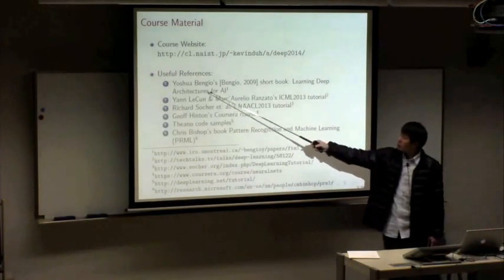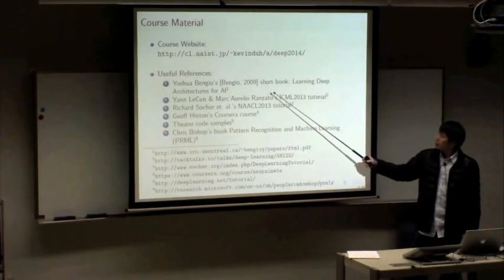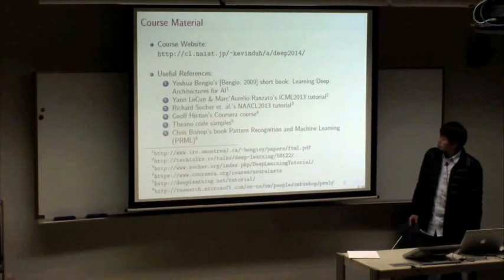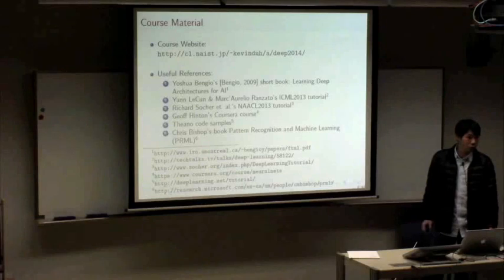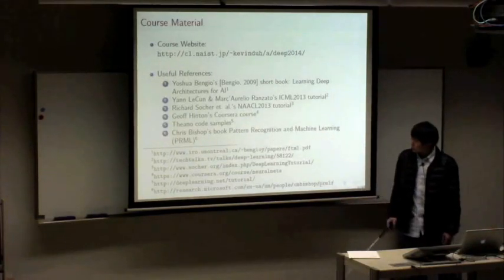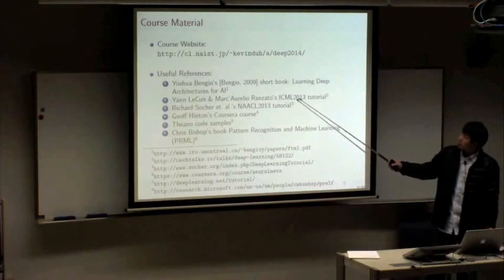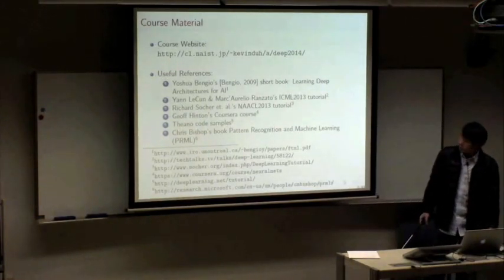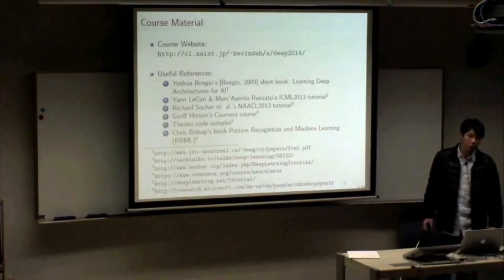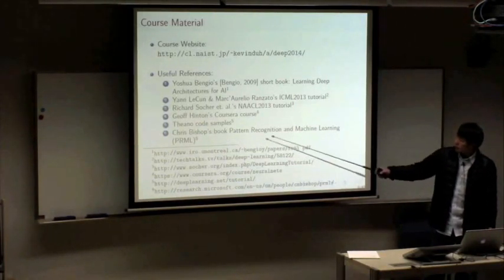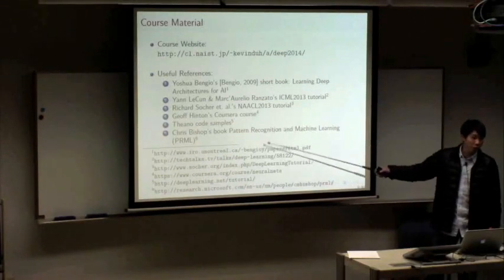The best one I would recommend is Bengio's short book available online. It's about 100 pages talking about the idea of using deep architectures, and it's a very good overview. If you want to know more details, in vision, I recommend you watch LeCun and Ranzato's tutorial. And for language, I recommend Socher's NAACL tutorial. Both of these have videos online, so it's pretty good. If you want to know even more, Geoff Hinton's Coursera course is pretty good. Finally, Theano has a bunch of Python code examples of the things we'll be talking about, and that's a very good way to get started. If you need some more background, Bishop's book on pattern recognition and machine learning is worth getting, and we actually have a Japanese translation of this in the library as well.